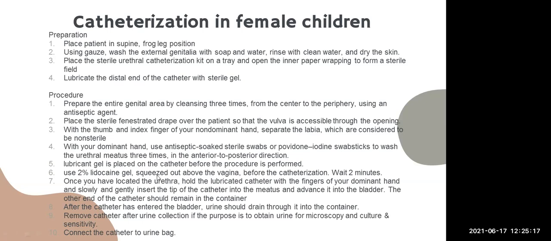Use 2% lidocaine gel, squeezed out above the vagina before the catheterization, and we wait for 2 minutes. Once you have located the urethra, hold the lubricated catheter with the fingers of the dominant hand and slowly and gently insert the tip of the catheter into the meatus and advance it into the bladder. The other end of the catheter should remain in the container. After the catheter has entered the bladder, urine should drain into the container. Remove the catheter after urine collection if the purpose is to obtain urine for microscopy, culture and sensitivity, and connect the catheter to the urine bag.